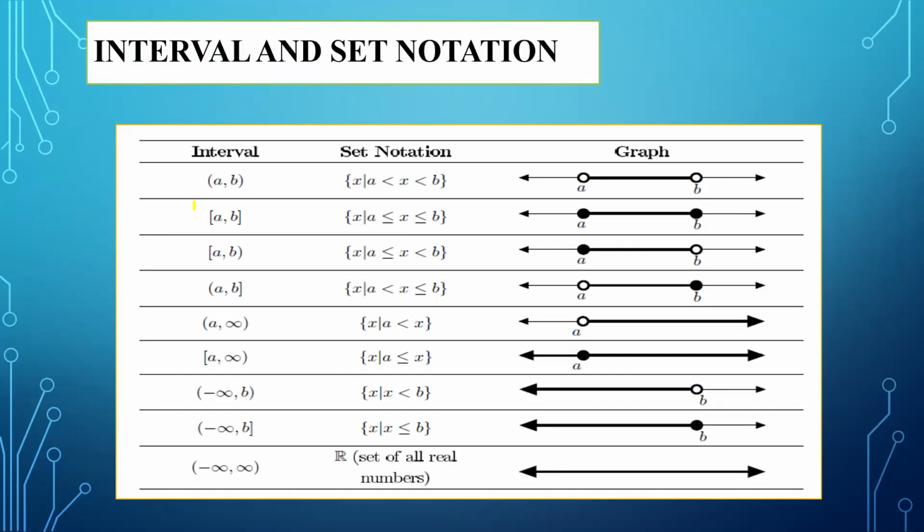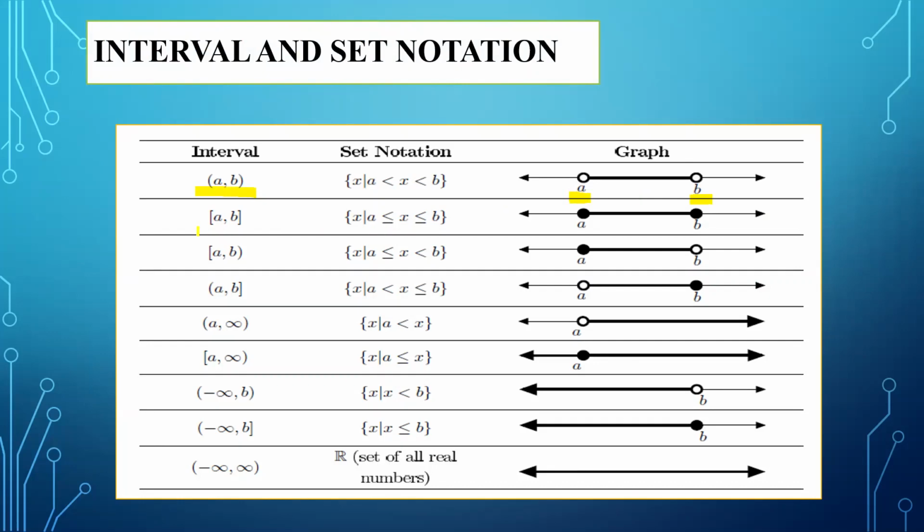So we have here this one. It is called an open interval (a, b). If we talk about open interval (a, b), it is all numbers from a to b, but a and b are not included. It is bounded from a to b, but a and b are not included.